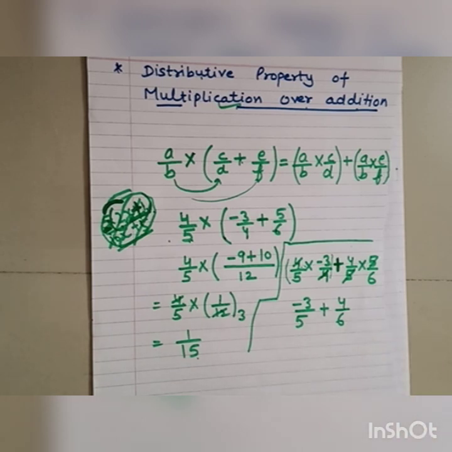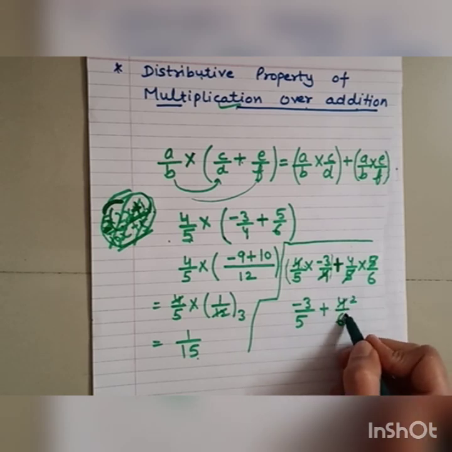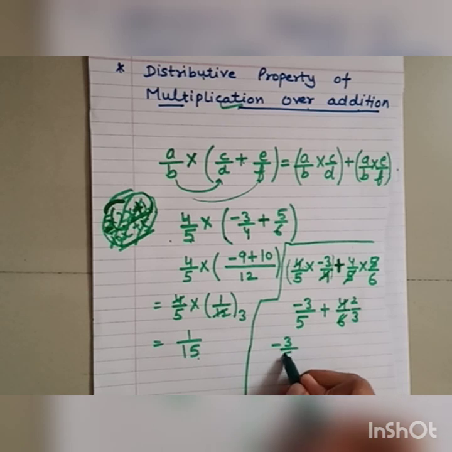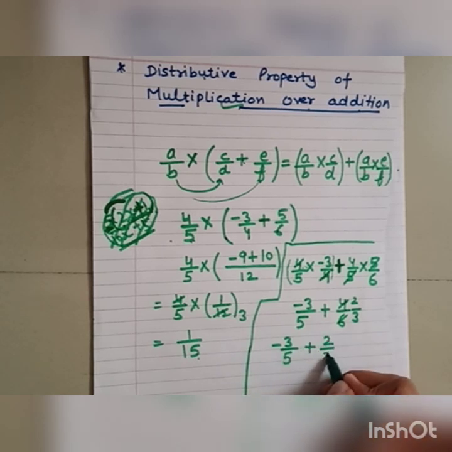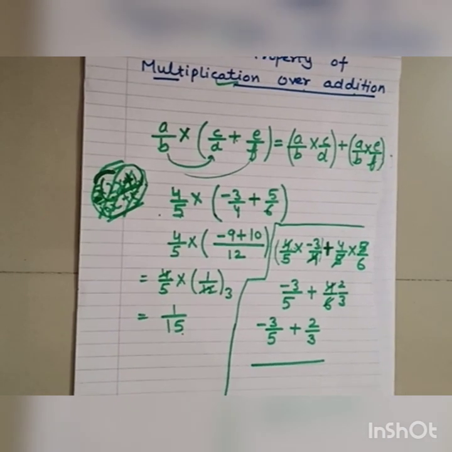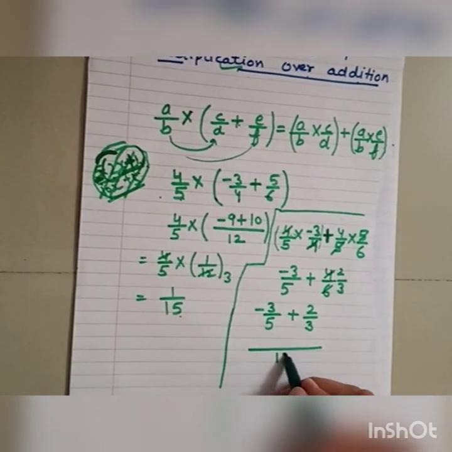And also you cut 4 by 6. How can we cut? 2 2s are 4, 2 3s are 6. Then it becomes the value minus 3 by 5 plus 2 by 3. Now take the LCM of 5 and 3. LCM of 5 and 3 is 15.